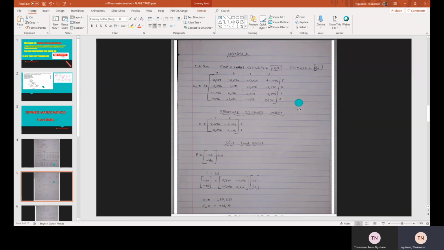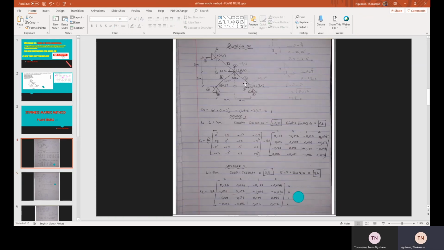Okay, then we continue. The next step, when we have our K value for all our members, is to get the structure stiffness matrix, which is S. How to calculate S now? Okay, let's go to our slide 1 here. Where do we have the loads? Here we know that there is no load. There is no load here. There is no load here. But here we have 50.